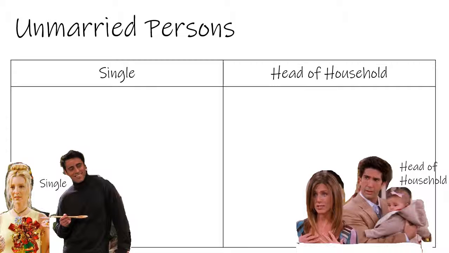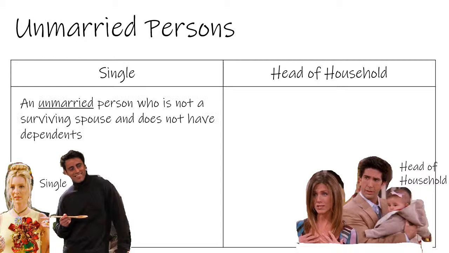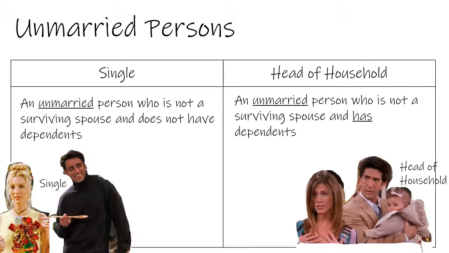There are also two classes of unmarried persons. Single, which is an unmarried person who is not a surviving spouse and does not have dependents. And head of household, which is an unmarried person who is not a surviving spouse and has dependents.